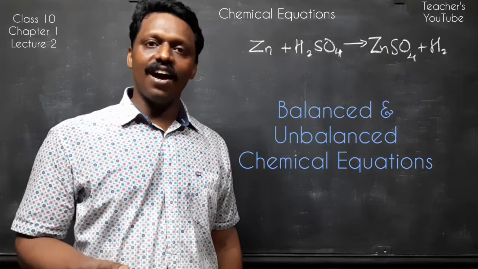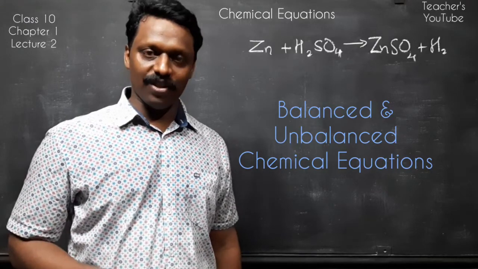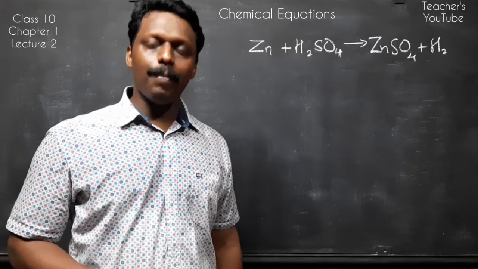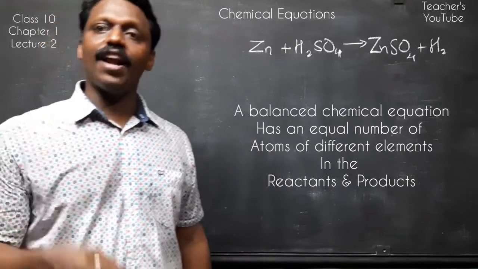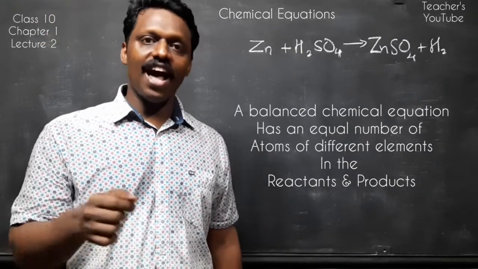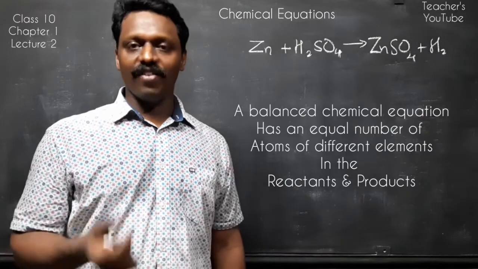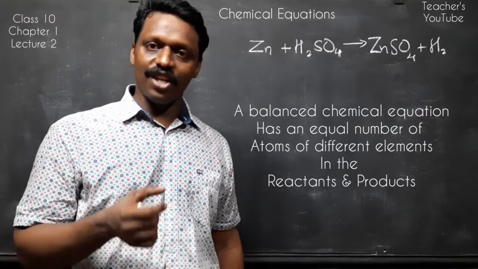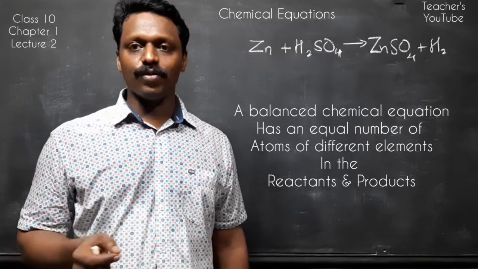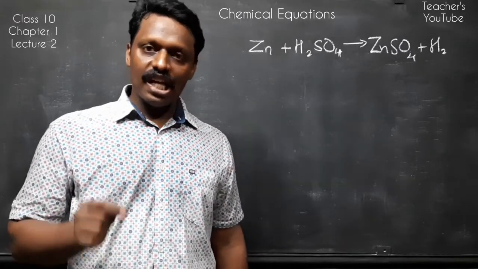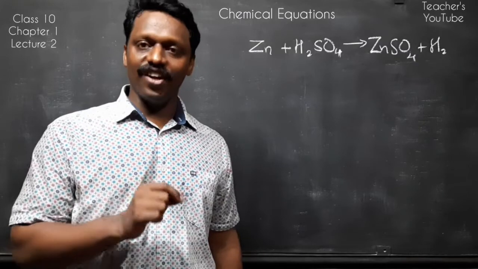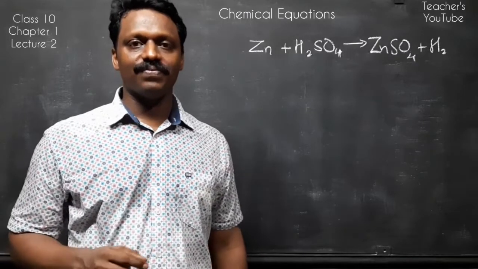Balanced and unbalanced chemical equations. A balanced chemical equation has an equal number of atoms of different elements in the reactants and products. In other words, a balanced equation has an equal number of atoms of the different elements on both the sides. This point will become more clear from this example.